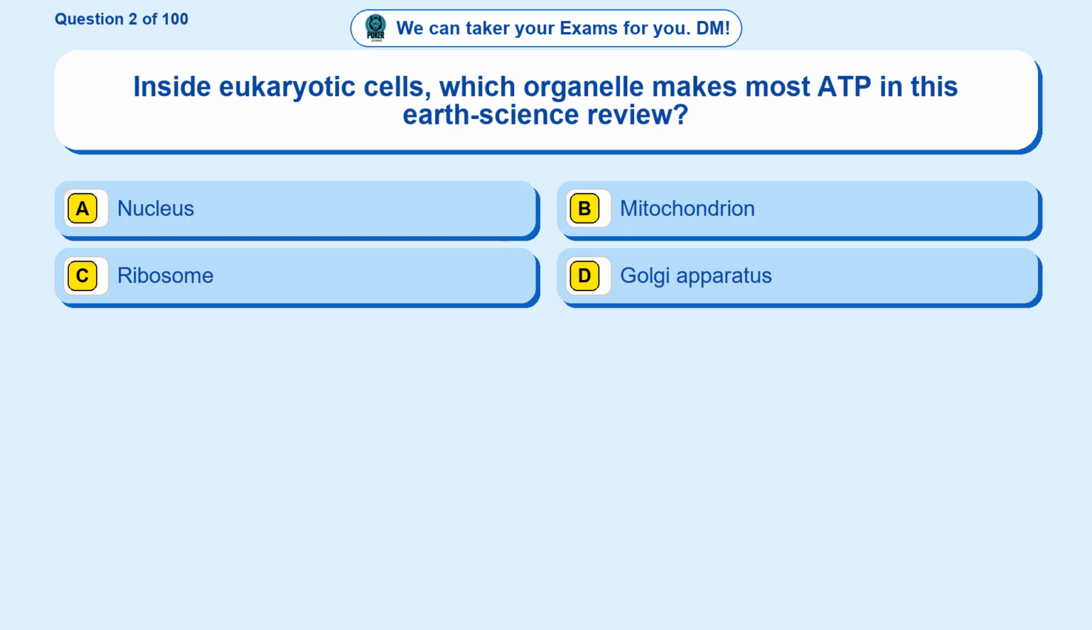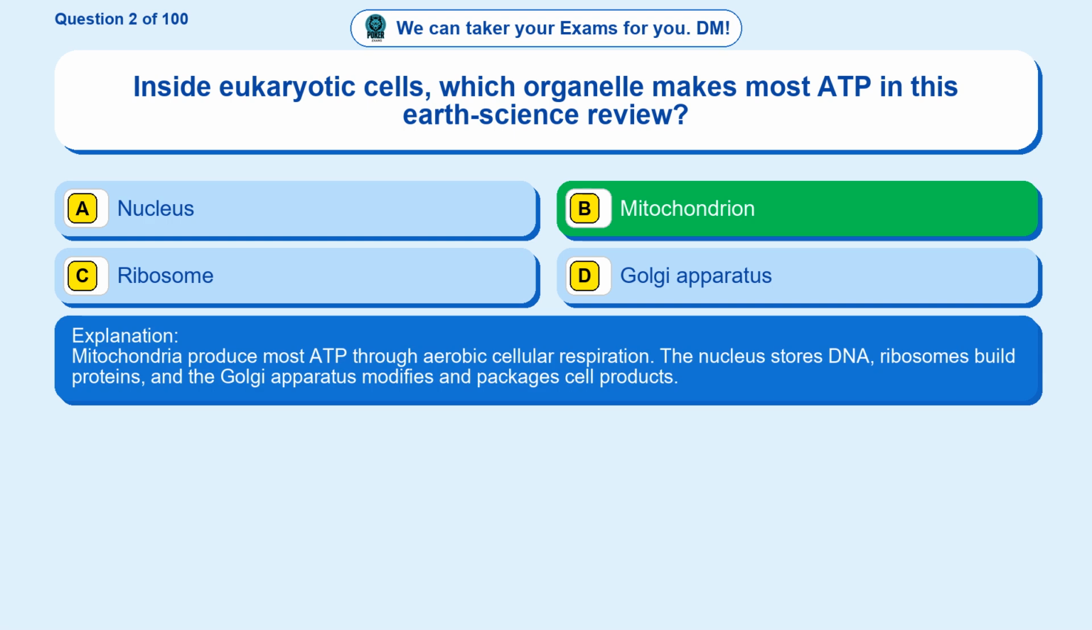Question 2. Inside eukaryotic cells, which organelle makes most ATP in this Earth Science Review? Option A, nucleus. Option B, mitochondrion. Option C, ribosome. Option D, Golgi apparatus. The correct answer is option B, mitochondrion. Mitochondria produce most ATP through aerobic cellular respiration. The nucleus stores DNA, ribosomes build proteins, and the Golgi apparatus modifies and packages cell products.